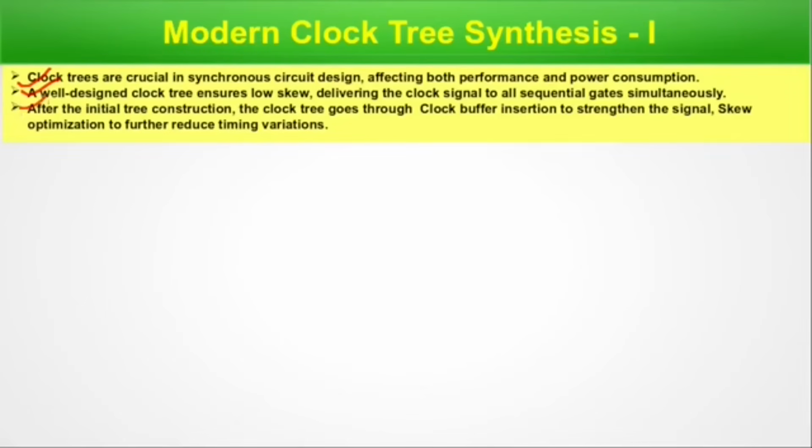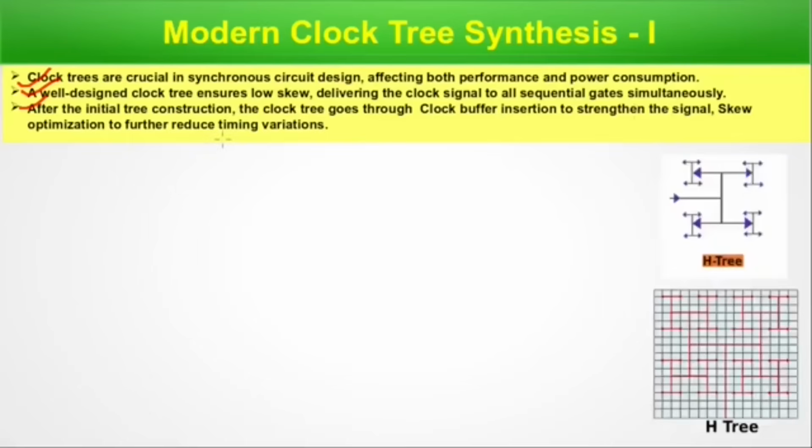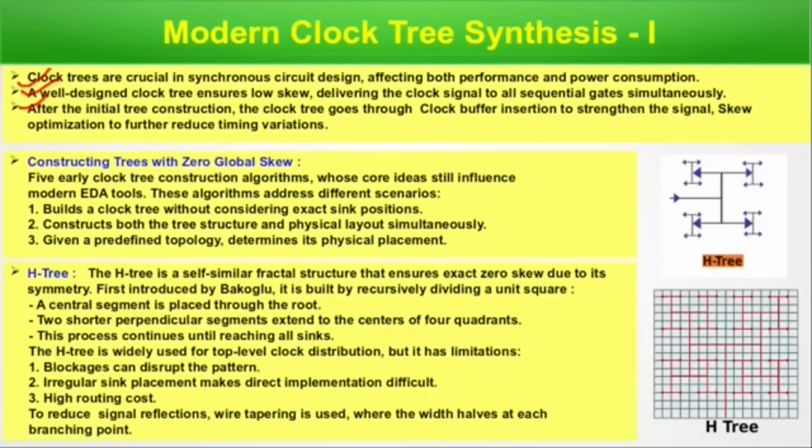After the initial tree construction, the clock tree goes through clock buffer insertion to strengthen the signal, and skew optimization to further reduce timing variation. So that is the basic. Constructing a tree with zero global skew: five early clock tree construction algorithms whose core ideas still influence modern EDA tools. These algorithms address different scenarios: building a clock tree without considering exact sink positions, constructing both the tree structure and physical layout simultaneously, and determining the physical placement for a tree given a predefined topology.